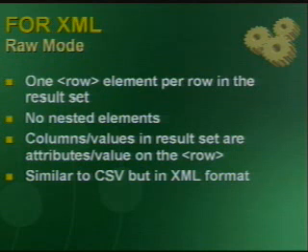The first option is raw mode, and it's the simplest option. What it allows me to do is say, for each row returned from the select clause of the query, return me a single row element where the columns returned for the query are the attributes on that element. So very, very simple XML. Not really what I would consider to be true XML.